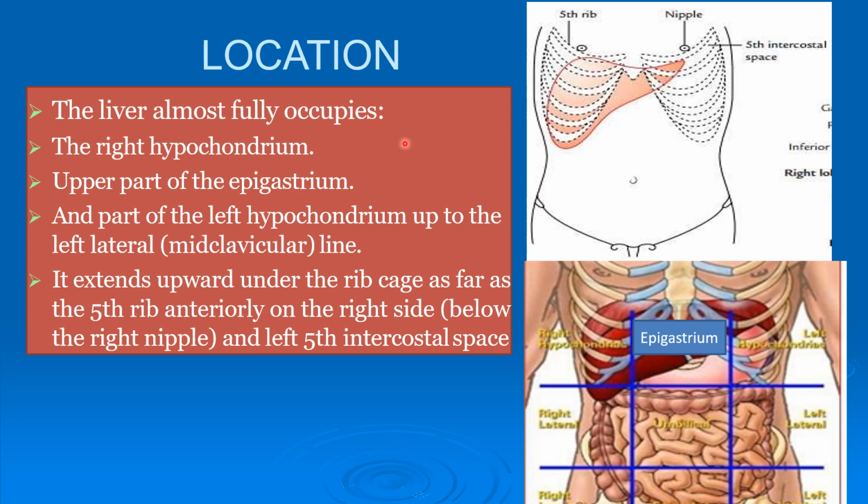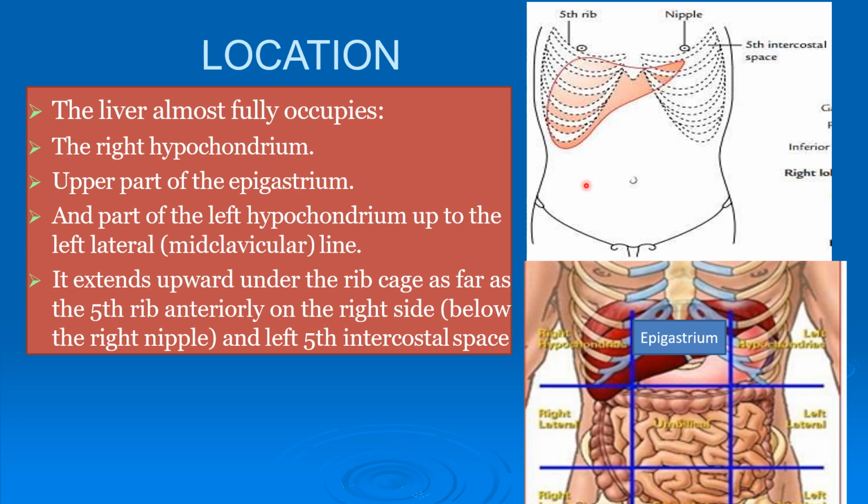The liver almost fully occupies right hypochondrium, upper part of epigastrium, and part of left hypochondrium up to the left lateral or mid-clavicular line. It extends upward under the rib cage to the fifth rib anteriorly on right side and left fifth intercostal space. In this image you can see the picture of liver. On left side it extends up to the fifth intercostal space and on right side under the rib it extends up to the fifth rib.